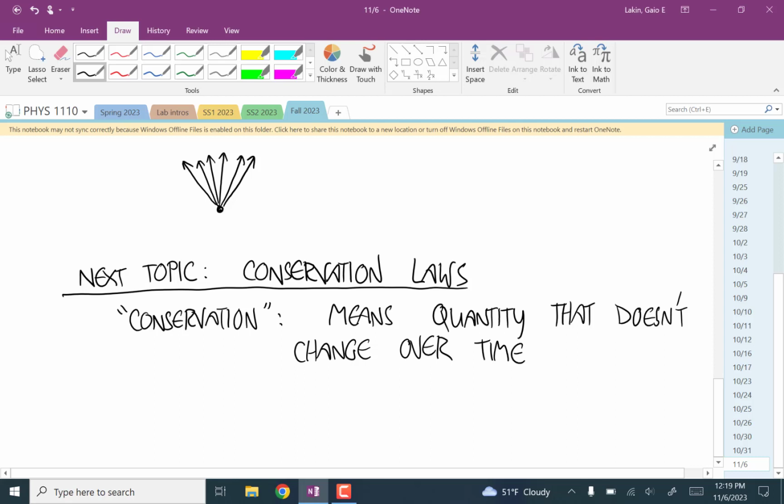You've probably heard of conservation of energy. That means that in the universe, there's a certain amount of energy. It's not being added or subtracted. It's just changing forms. And that's a fundamental law of science.